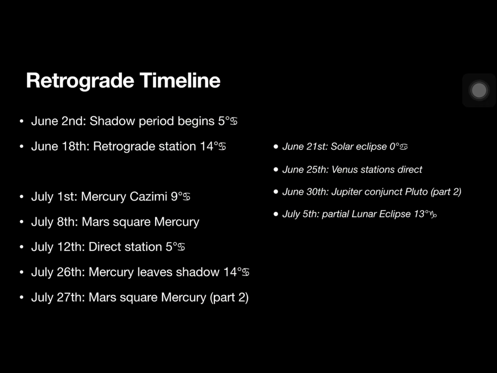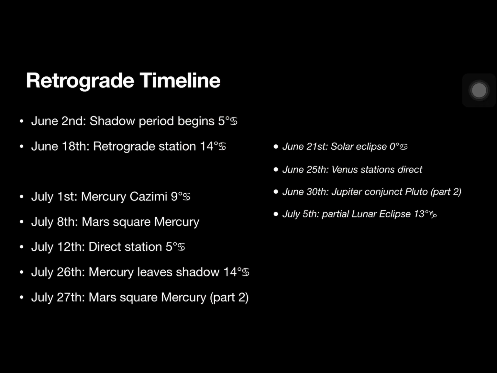Then on July 8th, Mars squares Mercury. That's occurring from 6 degrees of Aries to 6 degrees of Cancer. That will probably be quite an unpleasant day, especially given what's happening in the United States right now, other protests in cities across the world. On July 12th, Mercury stations direct at 5 degrees of Cancer. This is the actual end of the retrograde motion itself, but at this point, Mercury is still very slow.